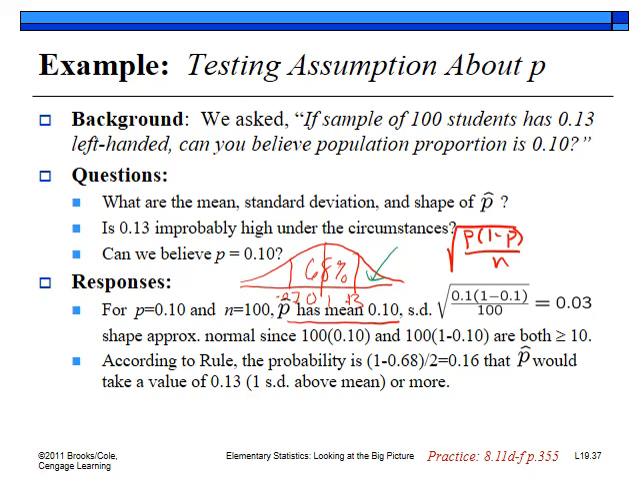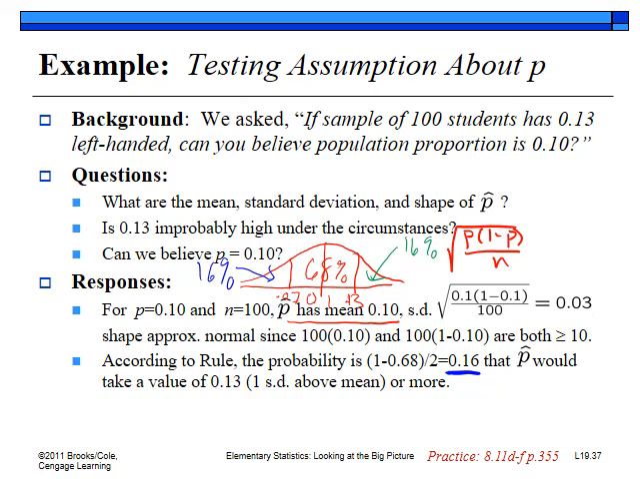That means in this tail, which represents all of the samples that are as strange or stranger than ours, remember, ours saw a sample proportion of 0.13. That's unusually high. That area has to be 16%. There's also 16% in the other tail, but I don't care about that tail. Okay, so the empirical rule tells us that the probability is 16%, 0.16, that p hat would take a value of 0.13, that's one standard deviation above the mean, or more.